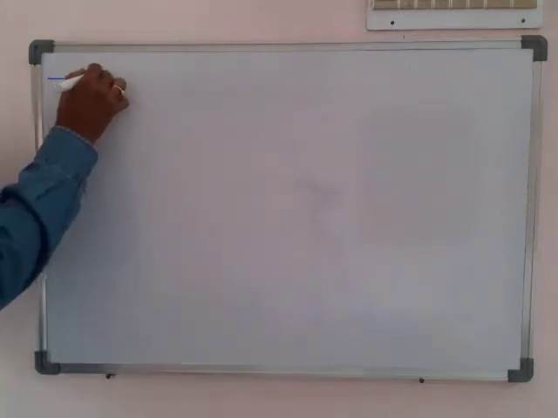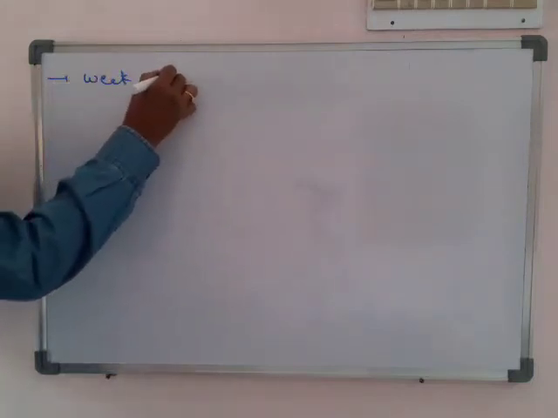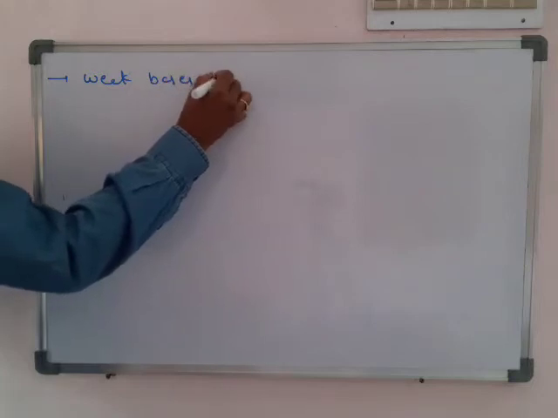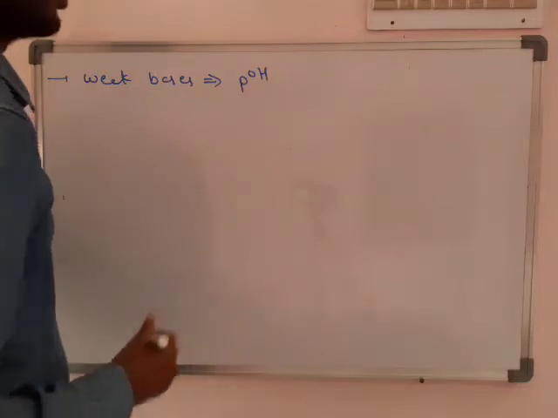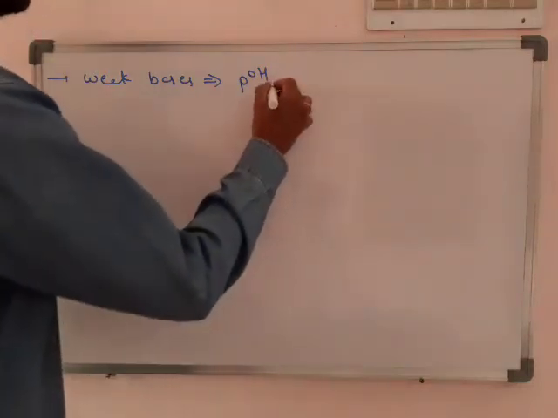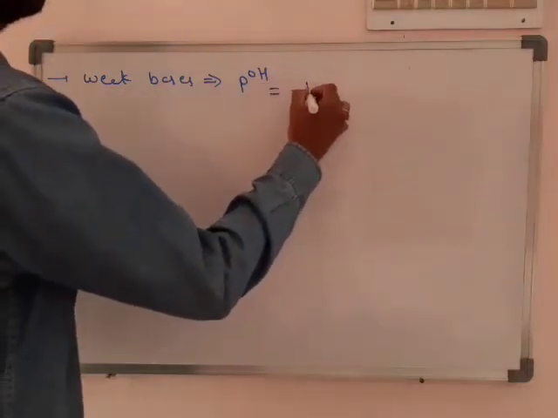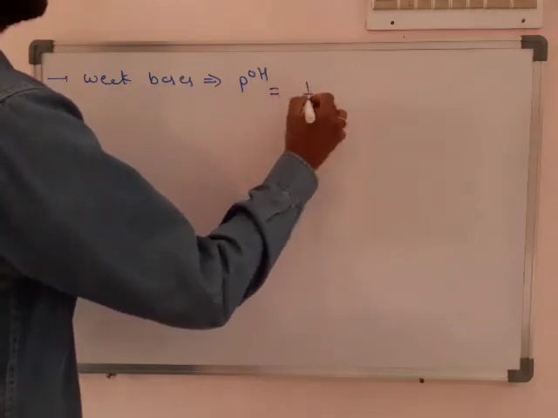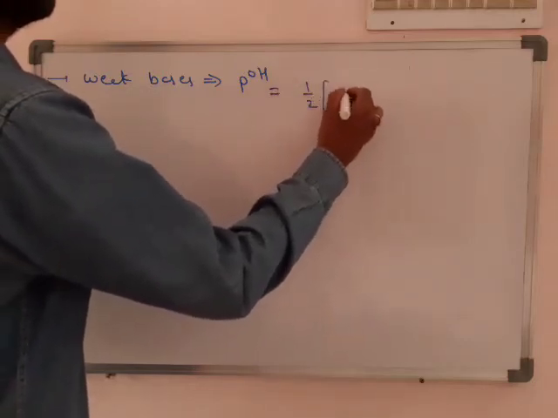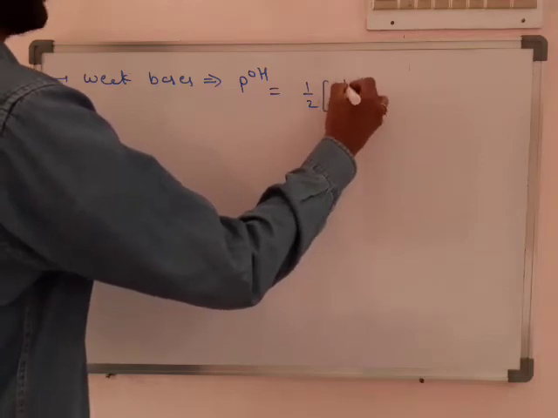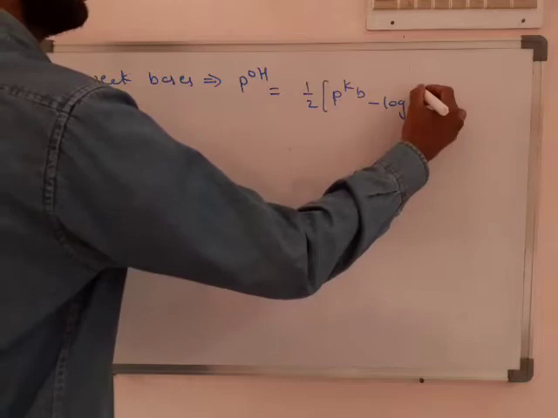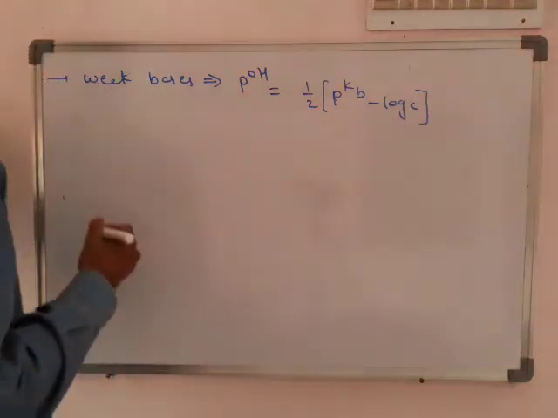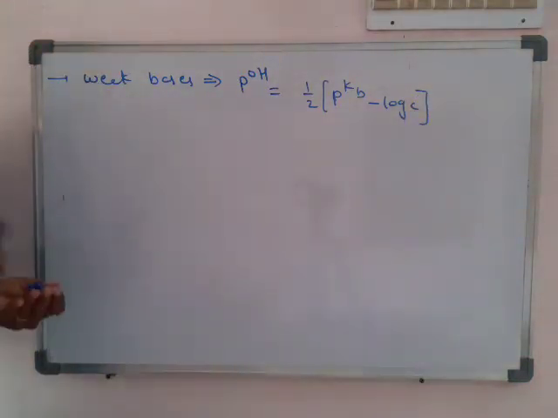Next again, for weak bases we have a formula. For weak bases there is also consideration of base dissociation constant. So pOH is equal to 1 by 2 pKb, base dissociation constant, minus log, here see the concentration of OH minus.